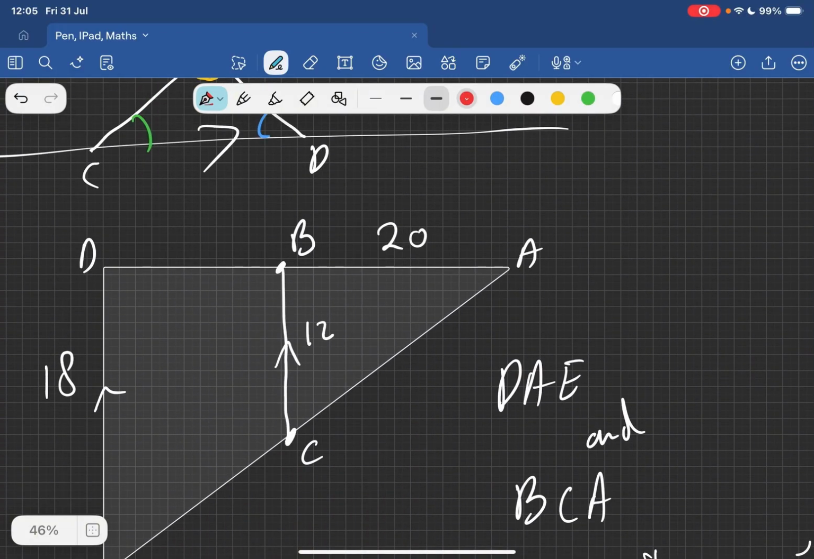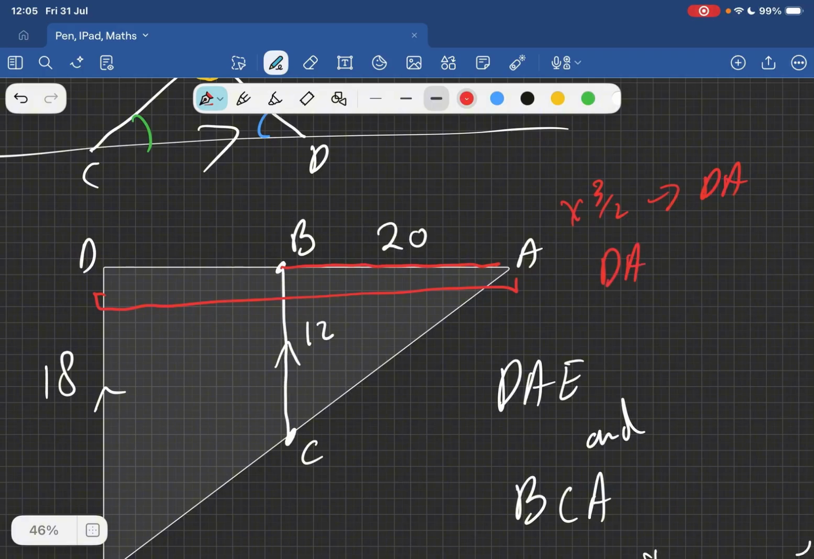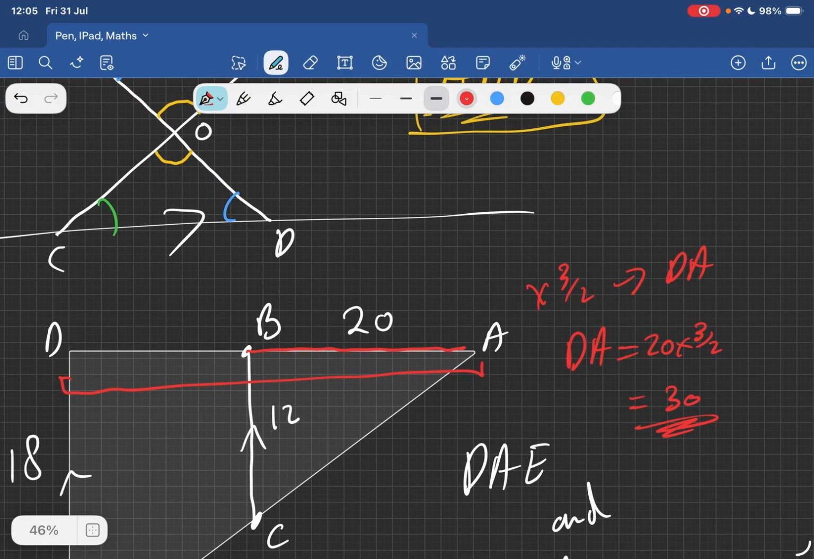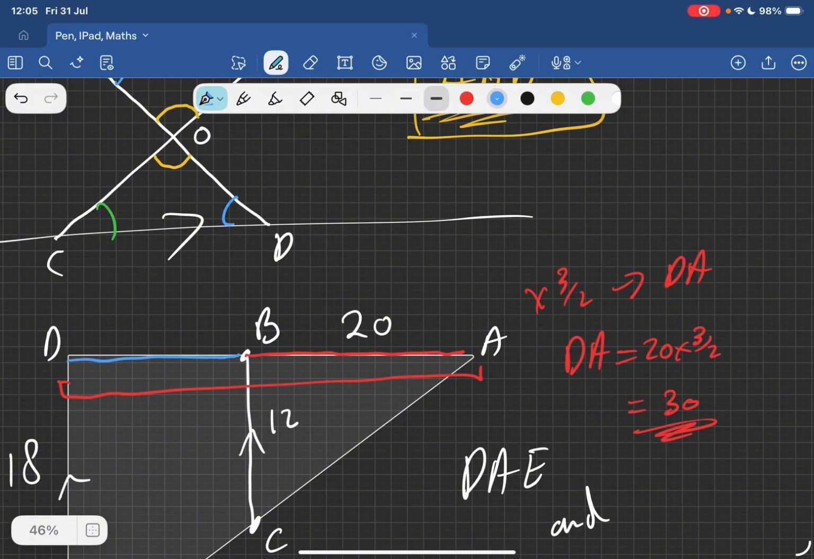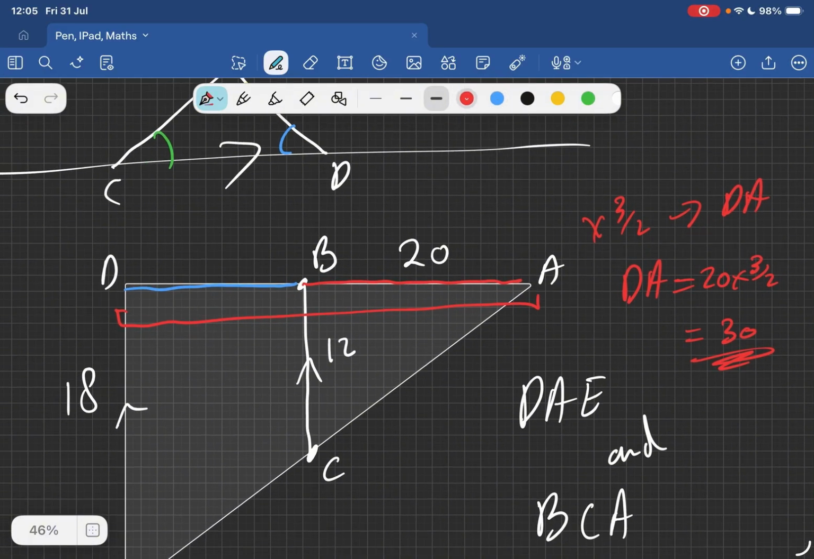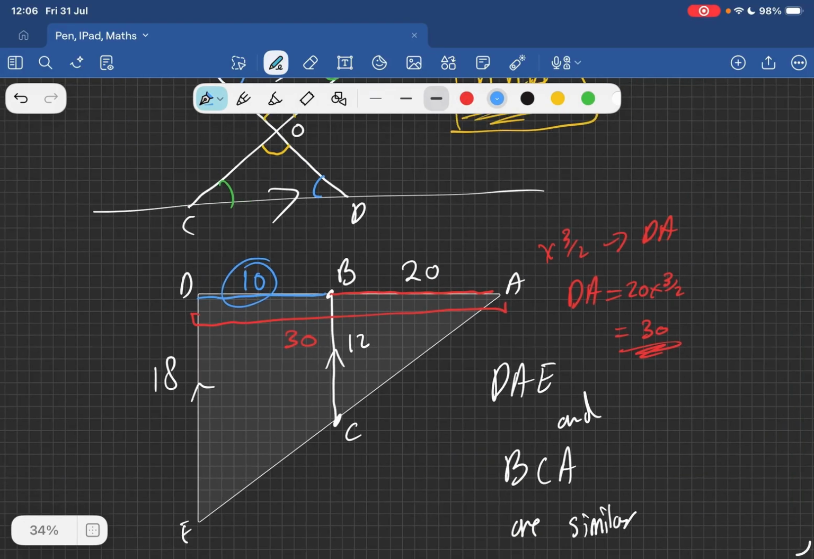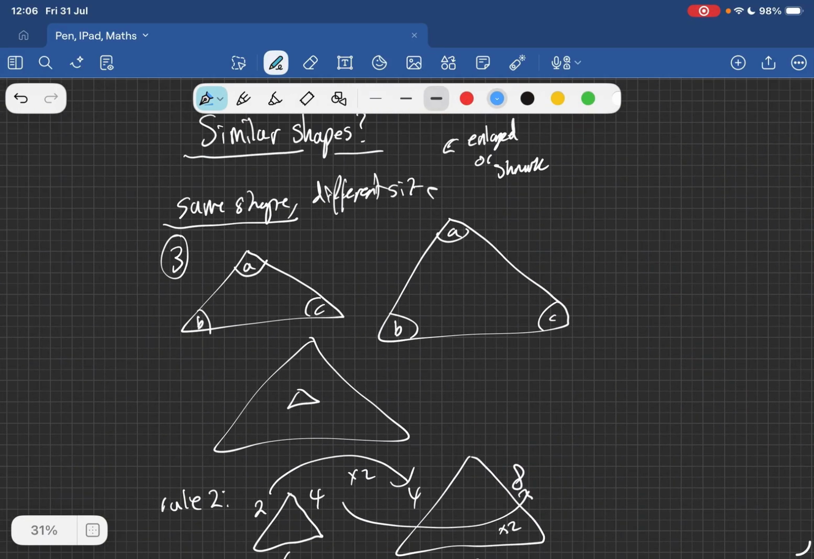So this length 20 on BA gets times by 3 over 2 to give us our length DA. So DA is 20 times 3 over 2, which is 60 over 2, which is 30. My question to you will be: find length DB. You want to find this length here. We know that DA is 30, so DB is going to be 10. And that is our similar shapes.